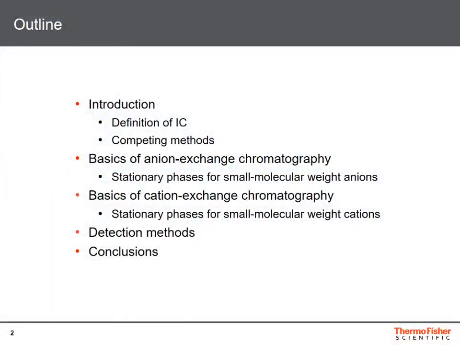The next slide shows you the outline of my presentation. After giving you a short introduction with the definition of ion chromatography and the positioning of this method in comparison to other competing methods, I will briefly talk about the basics of anion and cation exchange chromatography with emphasis on stationary phases. Afterwards, I will briefly review the most important detection methods used in ion chromatography today.